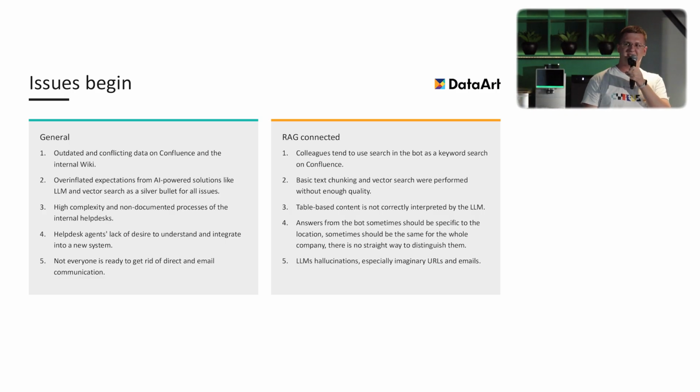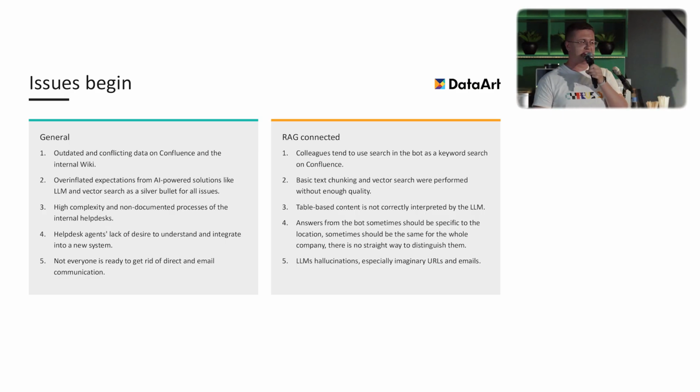General is presented just because there were not only issues with the RAG implementation. Some of them were fixed, some of them just can't be fixed because of the users' behavior. Some of the users said, okay, we don't want to use this creepy new AI technology. We want to send emails as 20 years ago and still reach the help because we are doing it. Like, why should we use Teams and AI? We don't want to do it.